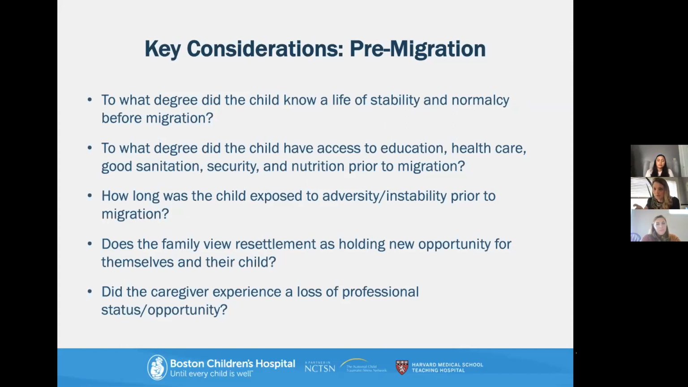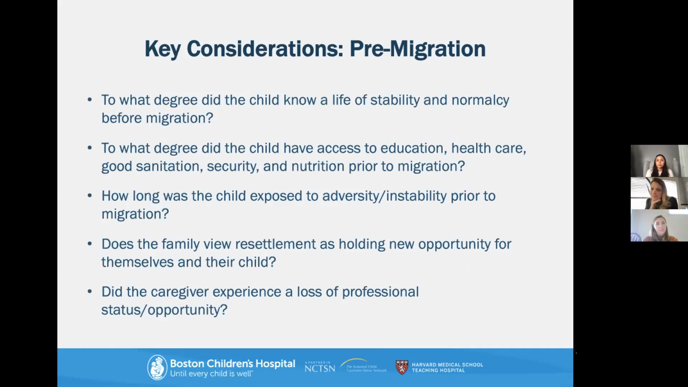So really thinking about this, what was life like at home for them? Do they have access to education and healthcare and security, right? Because this will matter for placement in schooling, but also supports and medical care that they may need upon resettlement. We think about what degree of adversity and instability the child experienced.